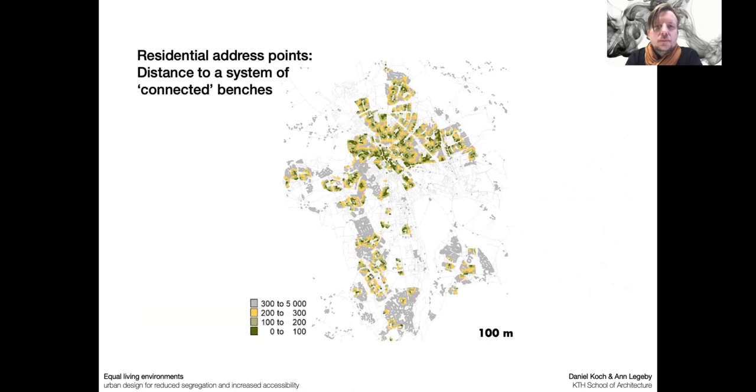We were also interested in analyzing the conditions for each residential address point in the city. This analysis illustrates the distance from each residential address point to a system of connected benches. In this case, we chose benches within 100-meter distances. As we see, the situation today is that a large proportion of the address points have poor access to these walkable, restable paths in the city of Uppsala.